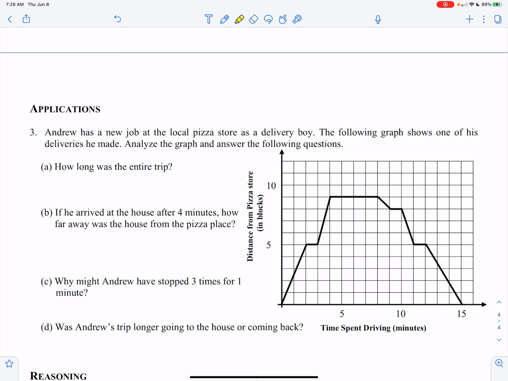So how long was the entire trip? Okay, well, if you look at what happened, analyze each line segment. Oh, I'm sorry. How long was the entire trip? That indicates time, not distance. Looks like the time starts at 0 and ends at 15. The entire trip took 15 minutes.